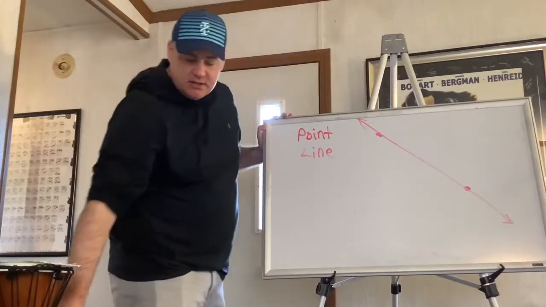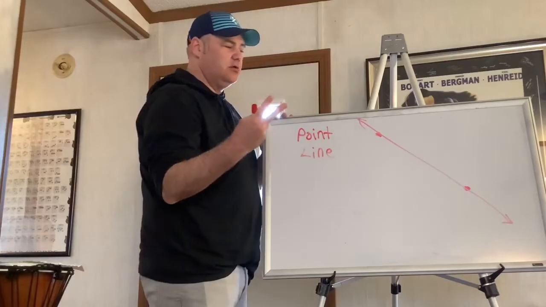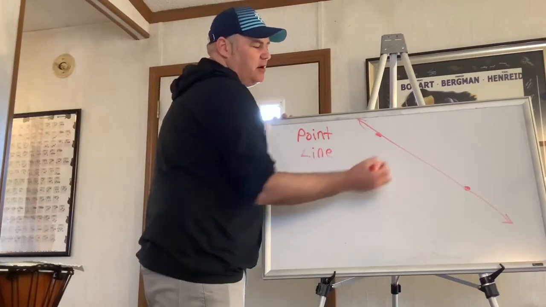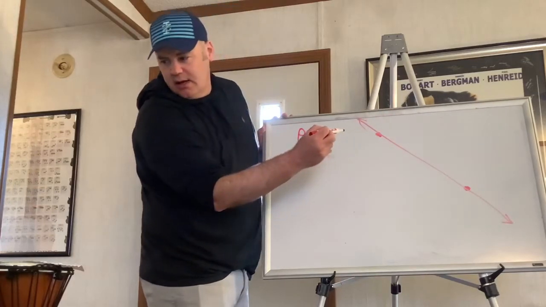Since a line is two points, or even three or four or five, as long as you have at least two, you've formed a line. So I could put a third point here, or a fourth point. We'll do that in a second. But let's say I'm talking about line AB.